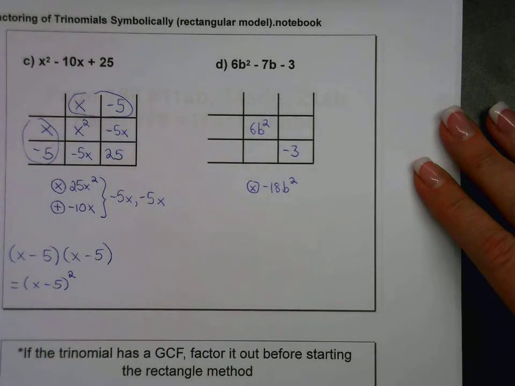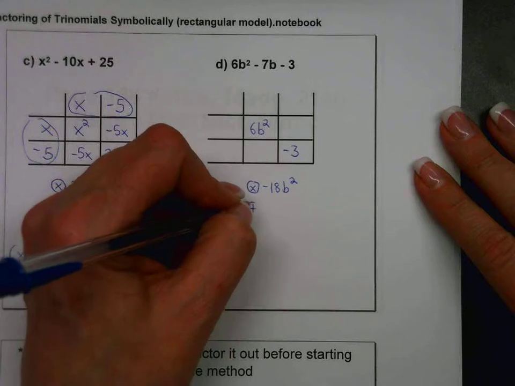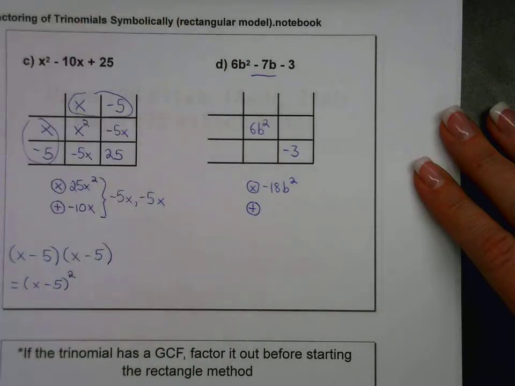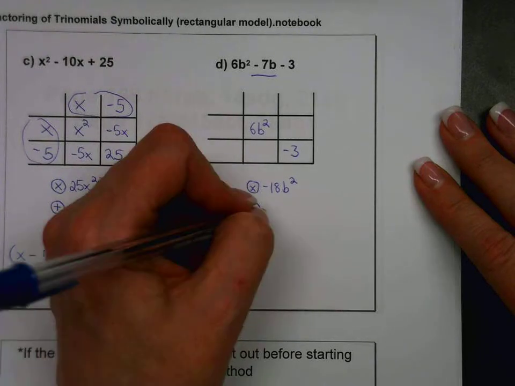So the other two parts that you have to fill in order to find your dimensions of the rectangle or your factors for the polynomial, those two boxes have to multiply to negative 18b squared, and they have to add to whatever the original middle number was. In this case, negative 7b.